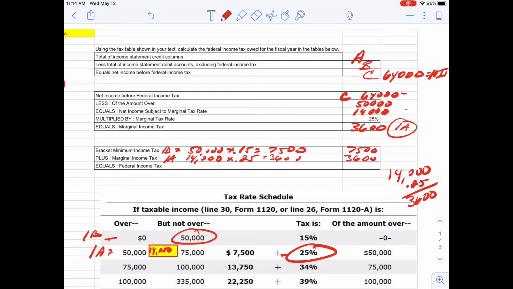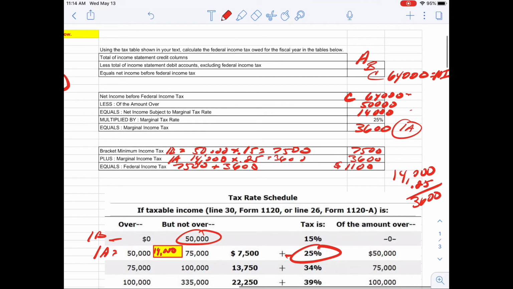After I do my 3,600, now I need to add them together. I am going to take my 7,500 plus my 3,600, which will get me $11,000 in taxes that we must put together for this company. So that is how you calculate.